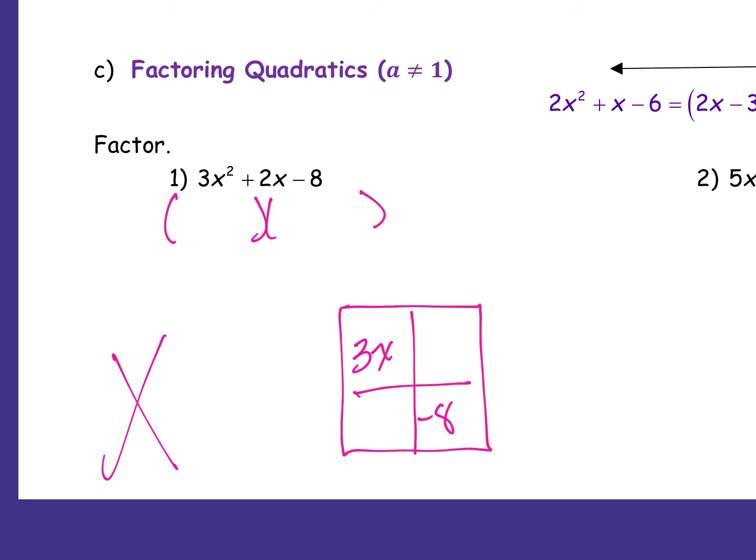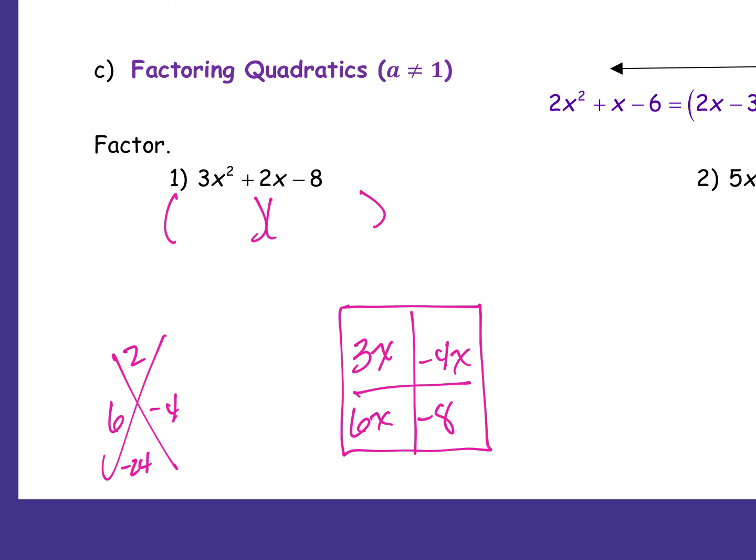I still need two numbers that add to be 2, but now they multiply to be a times c. So 3 times negative 8 would be negative 24. Is that right? Yeah. So what two numbers multiply to be negative 24 and add to be 2? 6 and 4 again? 6 and negative 4. So now I'm going to factor. These are the answers inside my multiplication square, right? Now I want to factor my rows and my columns to get what I'm actually multiplying together, which is going to be my answer.